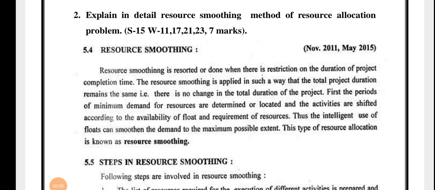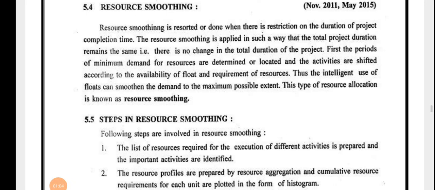First, the periods of minimum demand for resources are determined or located, and the activities are shifted according to the availability of float and requirement of resources. Thus, the intelligent use of floats can smoothen the demand to the maximum possible extent. This type of resource allocation is known as resource smoothing.